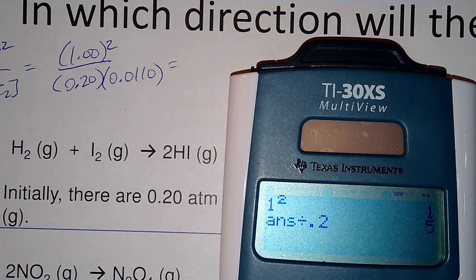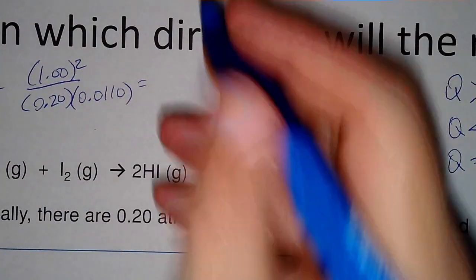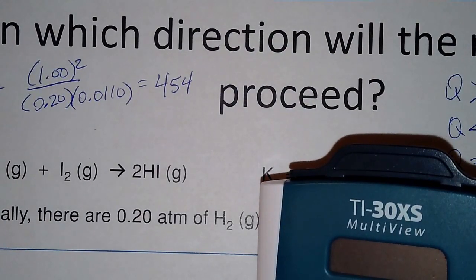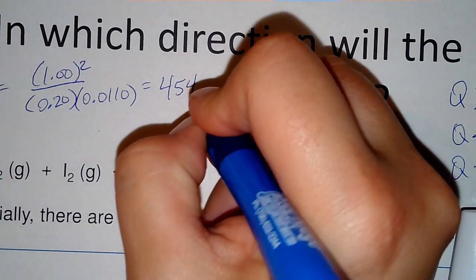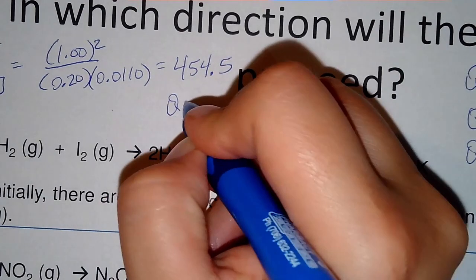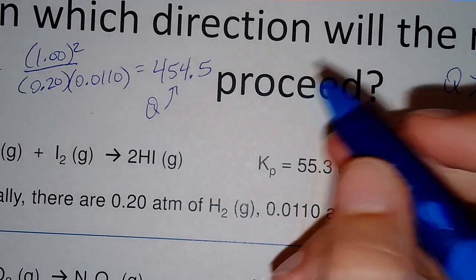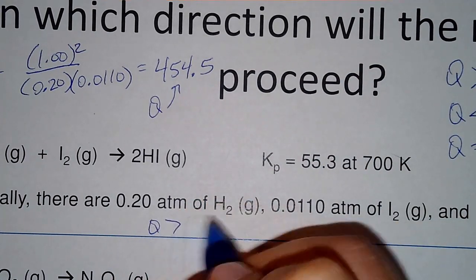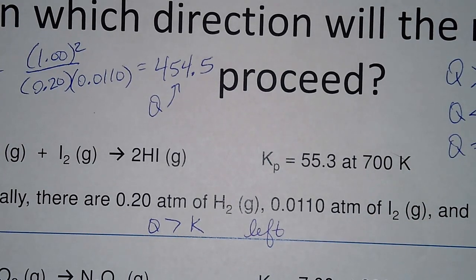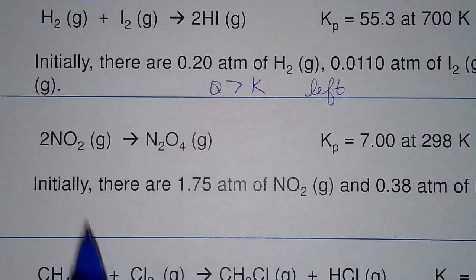Alright, so 454.5. If this is our Q value, how does it compare to our K? In this one, Q is larger than K, so we're going to go to the left. Alright, let's look at the second one. 2NO2 goes to N2O4. We have our Kp value of 7.